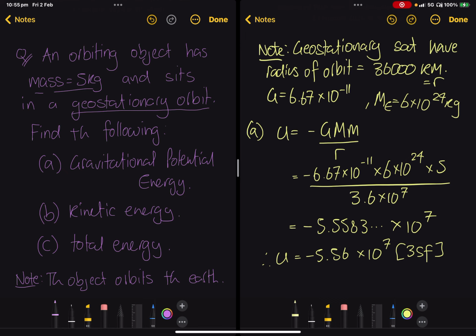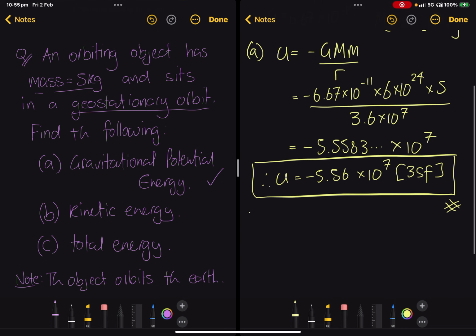If you are told to round a different way, then round in the way that you're told, otherwise you will lose marks. In this case, either of these would be correct. I've chosen 3 significant figures. That's fine in this case. So this is our gravitational potential. So we've done this part.